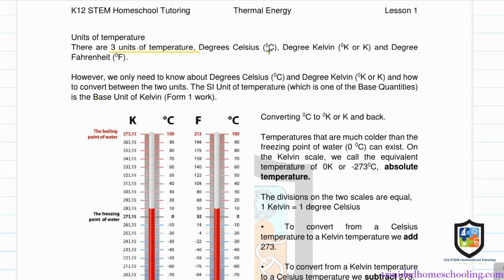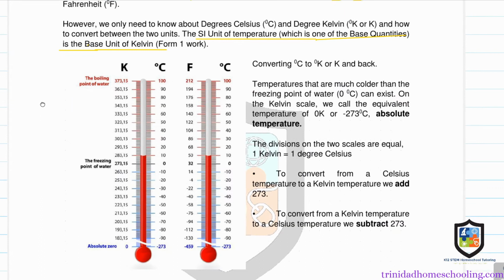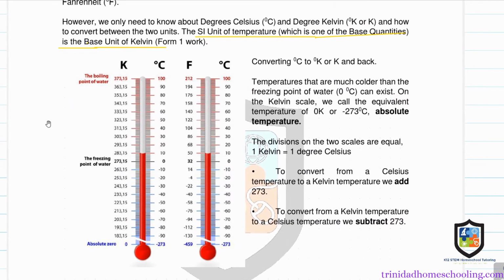So these here are your symbols for degree Celsius and degree Kelvin, or sometimes just kelvins. We also need to know how to convert from degrees Celsius to Kelvin and back. Now, in Form 1, you would have learned about SI quantities and SI units. The SI unit of temperature, which is one of the base quantities, is the base unit Kelvin. Okay. Now let's look at how we convert from degrees Celsius to Kelvin and from Kelvin to degrees Celsius.